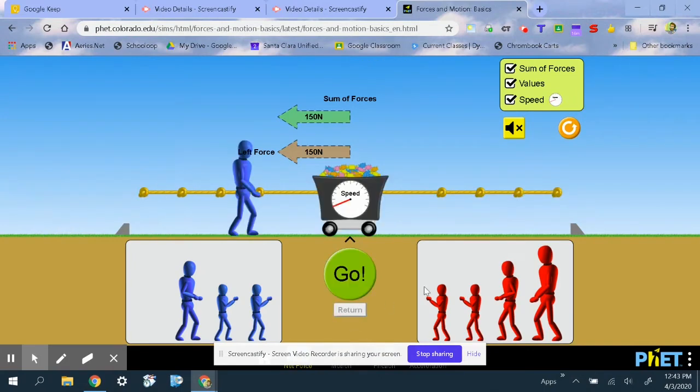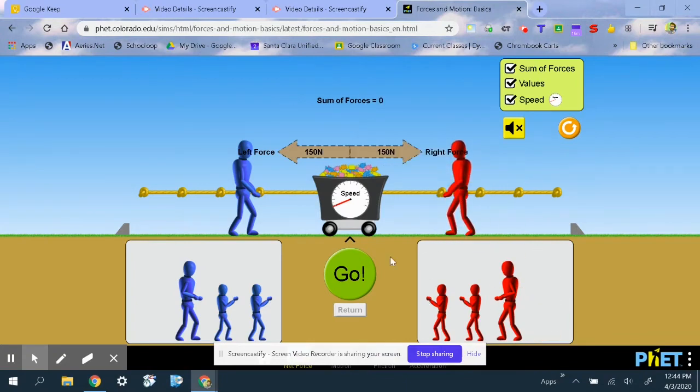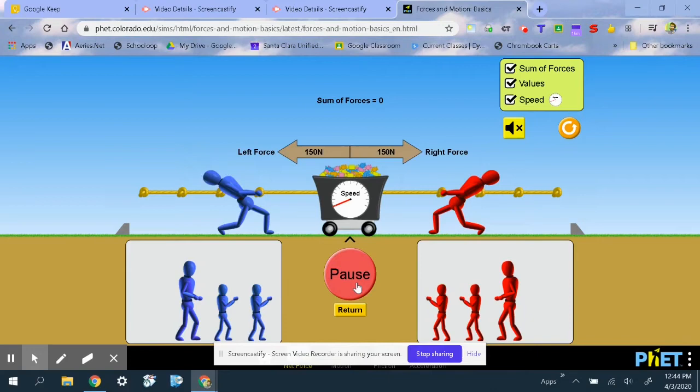There we go. But if we take someone, anybody here, other than, oh, what if we take someone of the same size? Now we have zero net force. 150 cancels out 150, and we see zero change in motion. Why? Because the forces are balanced.